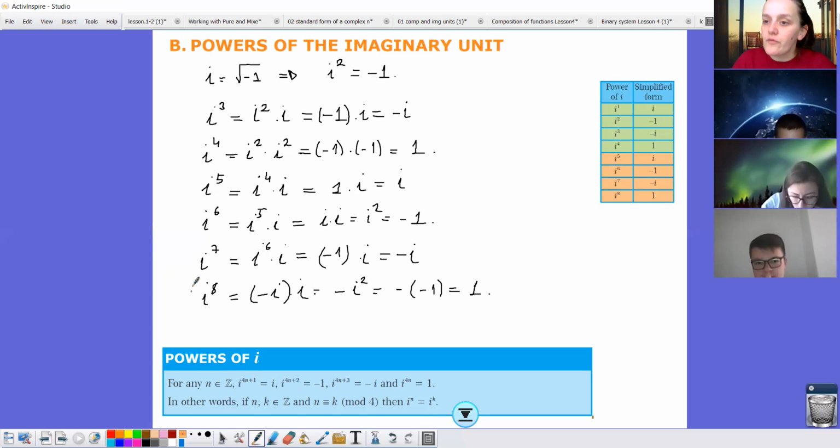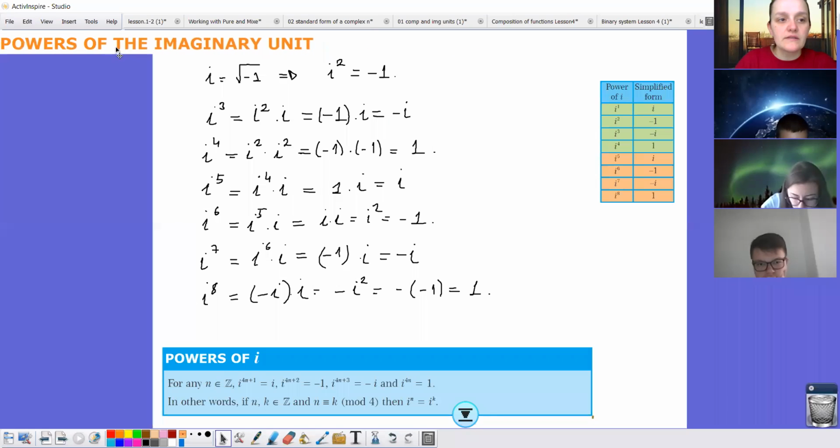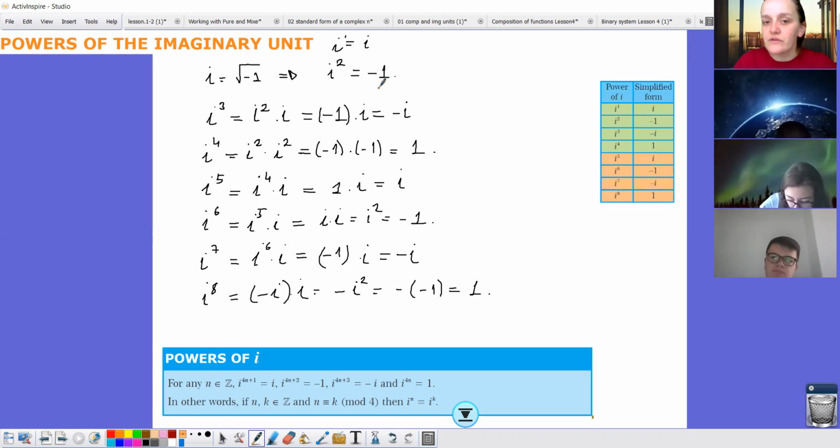You can also use here i to the power of 4 times i to the power of 4. It is possible. Now here we started with i squared, but before i squared you can write i to the power of 1, let's say it is i. Then i squared is -1, i cubed is -i, i to the power of 4 is 1. Then i to the power of 5 is i again, i to the power of 6 is -1, i to the power of 7 is -i, and i to the power of 8 is 1.